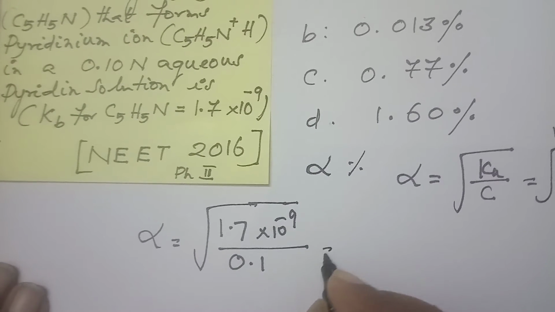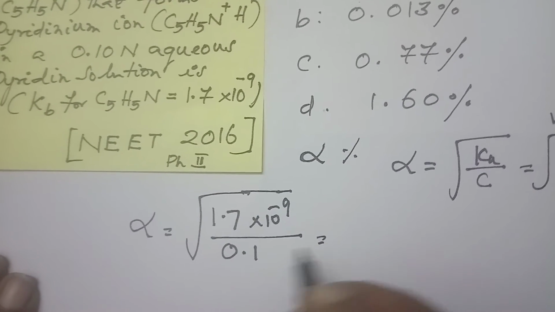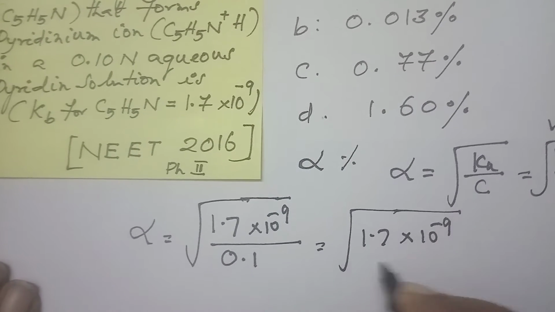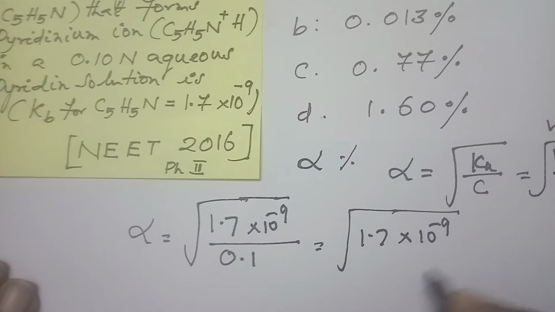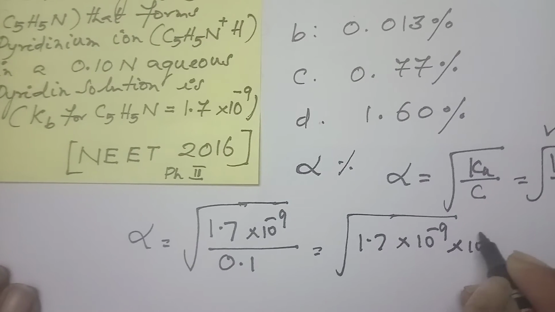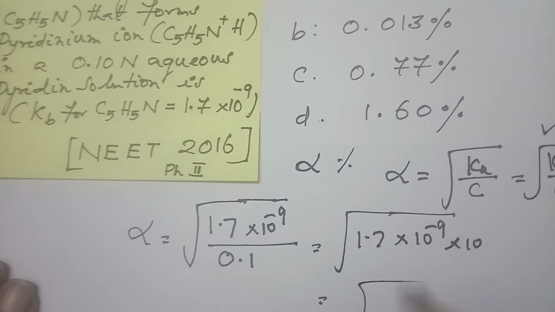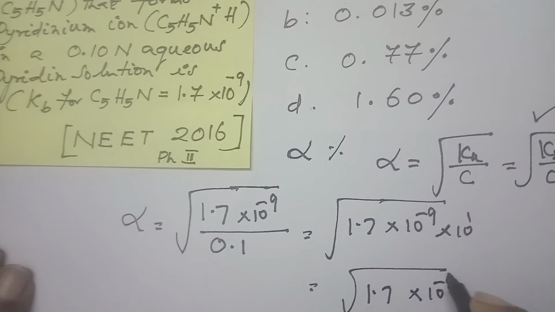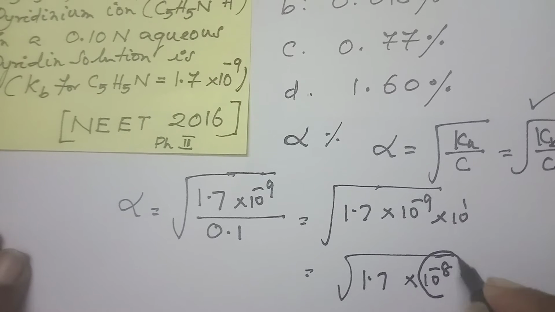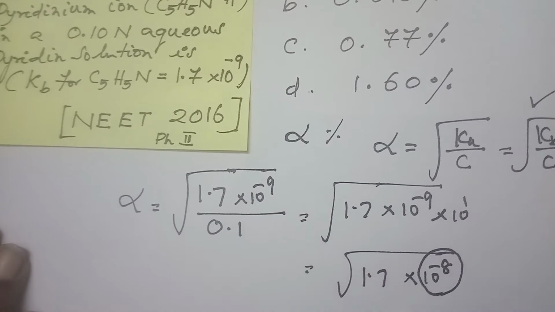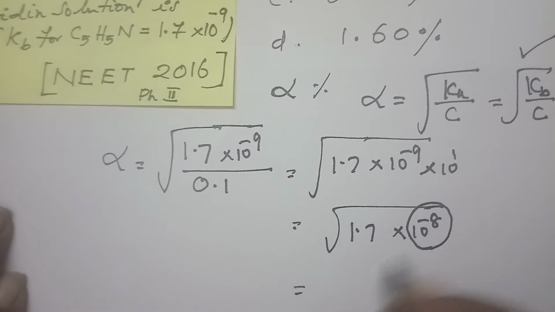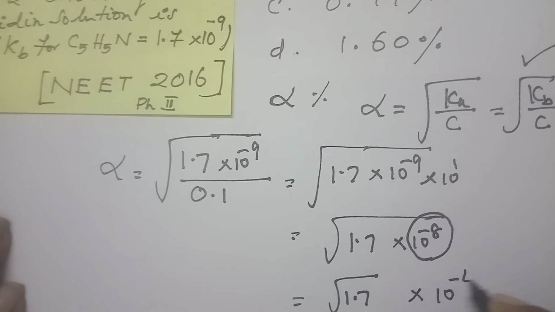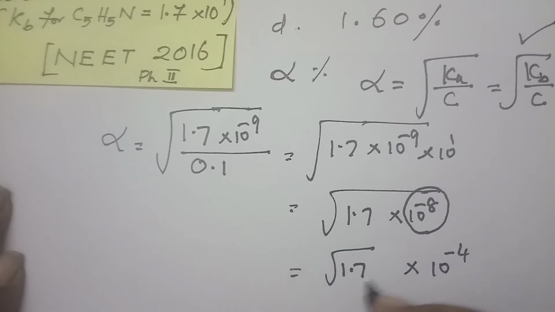Next we proceed to simplification. Here it is 1.7 into 10 power minus 9 over 10 power minus 1, which is 10 power plus 1 in the numerator. So you can write it as 1.7 into 10 power minus 8. Whenever you are doing this, first bring the power to an even number, and half the work is over. Now taking only the number, it is 1.7 into 10 power minus 4 under the root. So this part is ready, and we have to find the square root of 1.7.